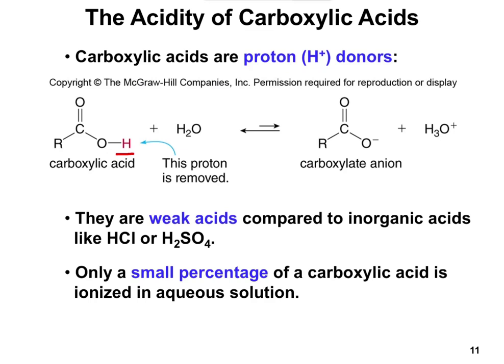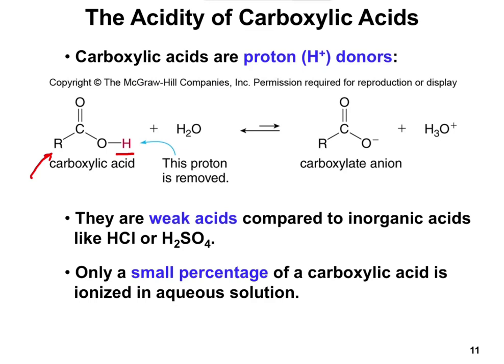Now there are going to be other H's attached over here to the R group. Remember that R group might be like a CH2, CH3 or something like that. The specific proton that's donated in carboxylic acids is the one attached to the O. So whenever you have the OH in the carboxylic acid, that's going to be your acidic proton, meaning that's going to be the proton that's removed and is donated.